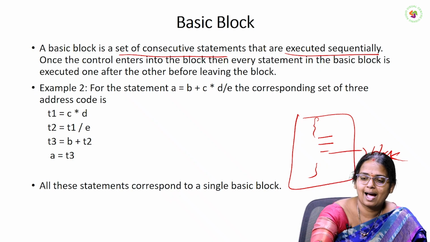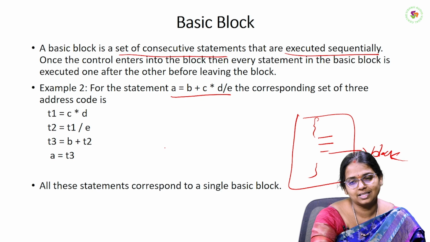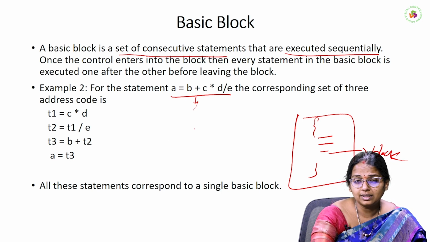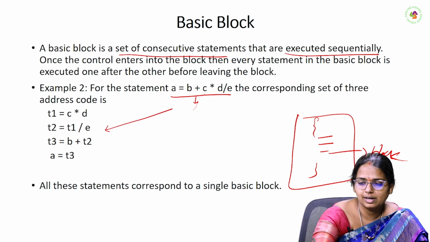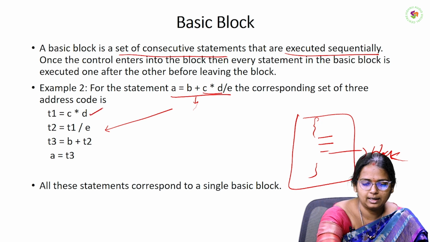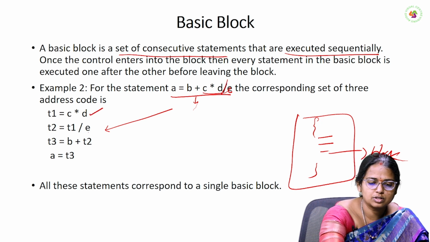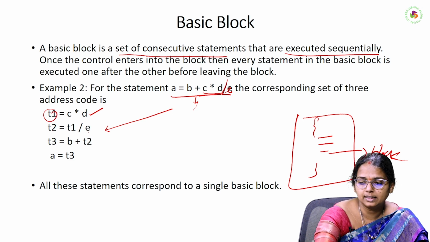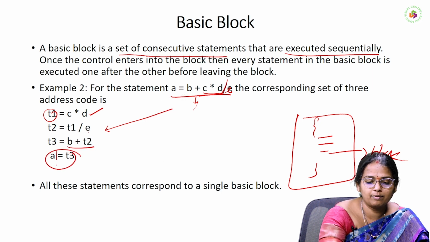For example, we have one statement: A equals B plus C into D by E. This is the source code. When you convert it into intermediate code, first we calculate C into D. After that we divide by E; C into D is stored in some temporary variable T1, divided by E. After that, it should be added to B. Then the result is transferred into variable A.